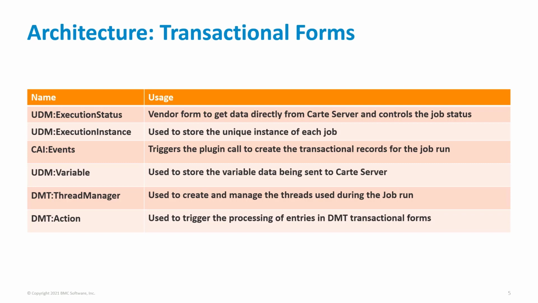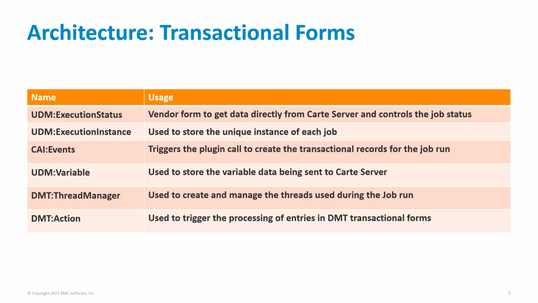Next form is UDM:Variable. This form is used to store the variable data being sent to the Karte server. For each set of variables created, there is a unique variable set name, which can be found in the UDM:ExecutionInstance form as well. Using this form, we can relate our custom variable to reuse in the job we are running, provided the same instance is triggered again.